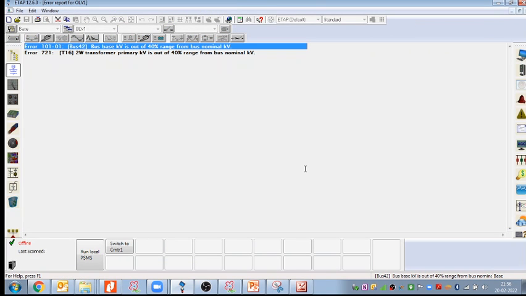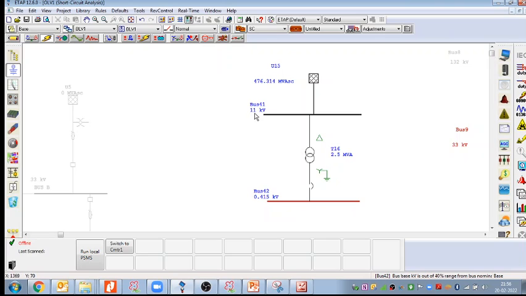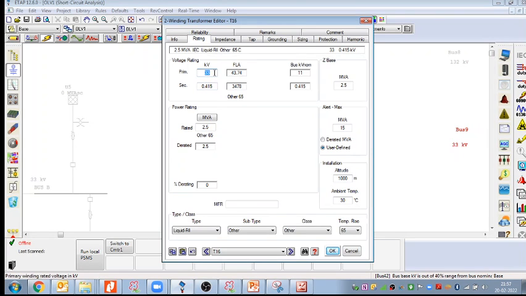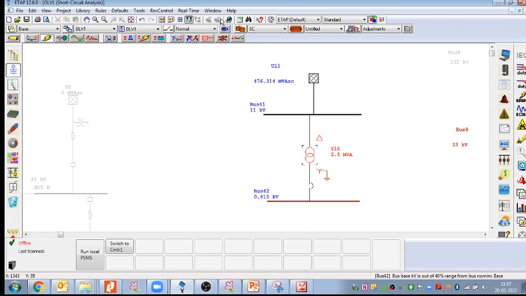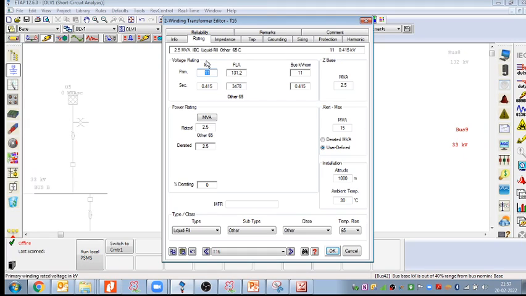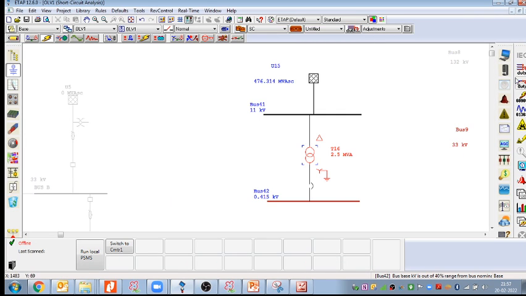Your primary voltage on the transformer is 33. Oh, that is the mistake, because here we have taken 11 kilovolts. Yes, that is the mistake: it is an 11 kV bus, but we have put 33 here, and that is what is showing there. Okay, now we have corrected this, and let me know now.